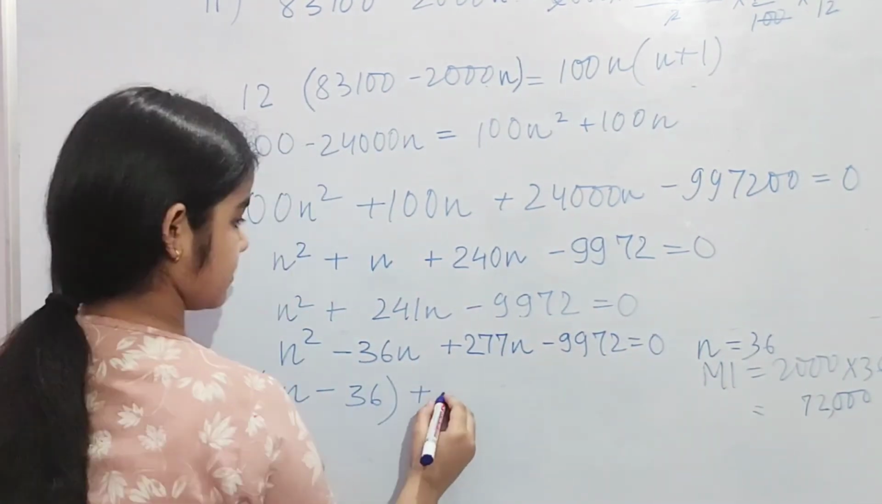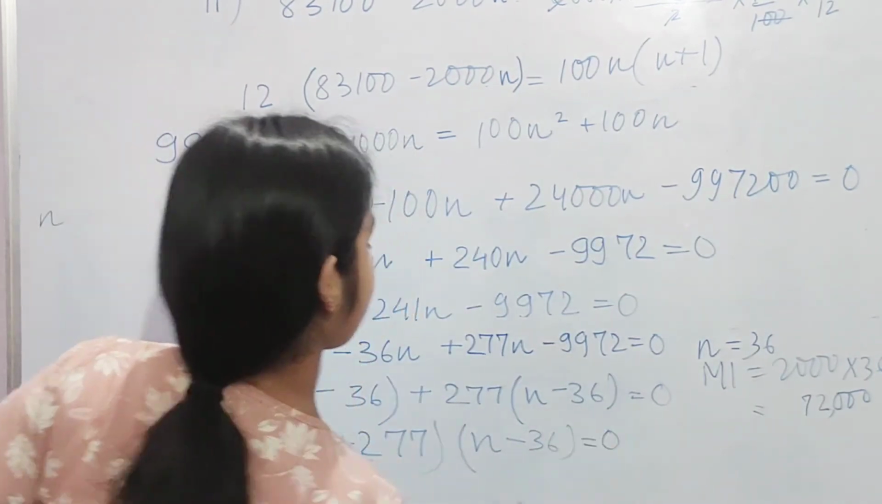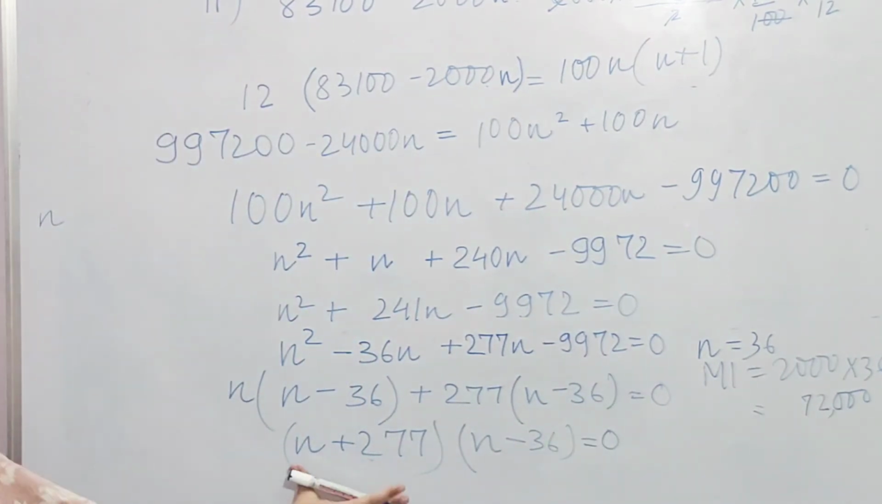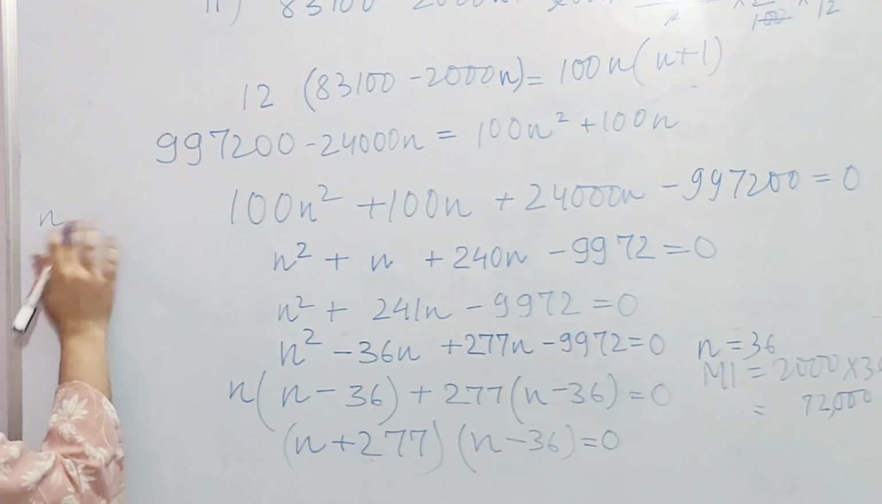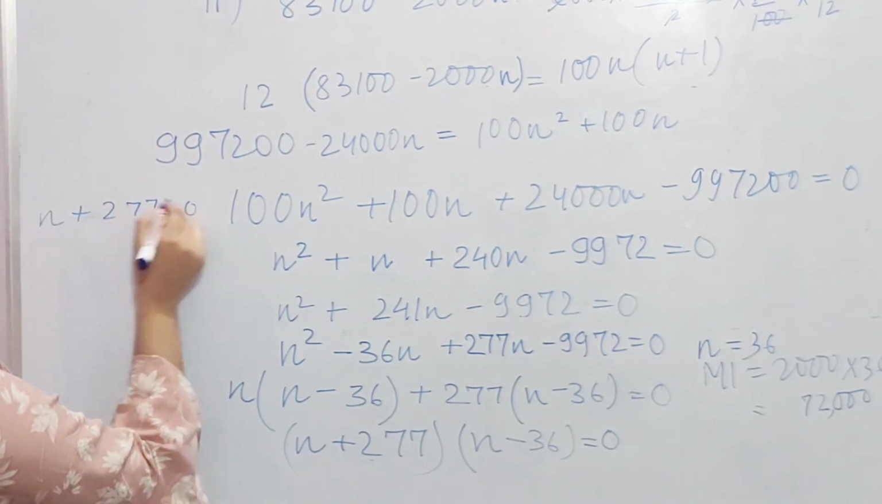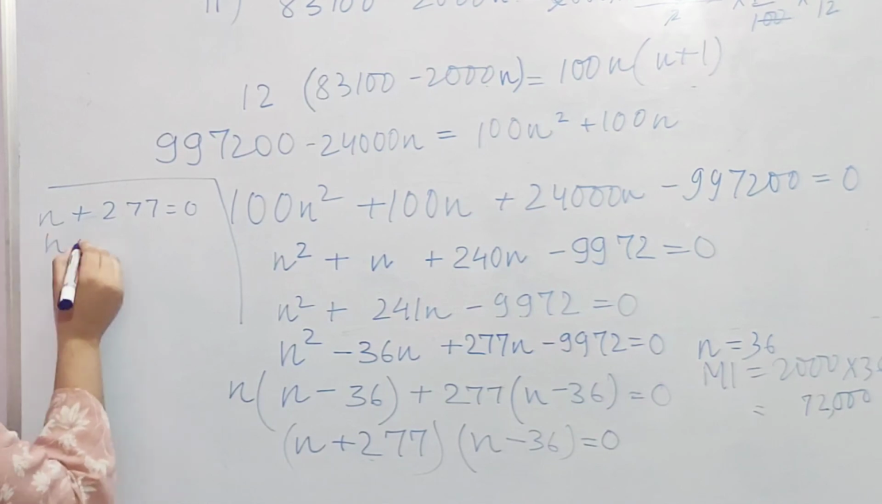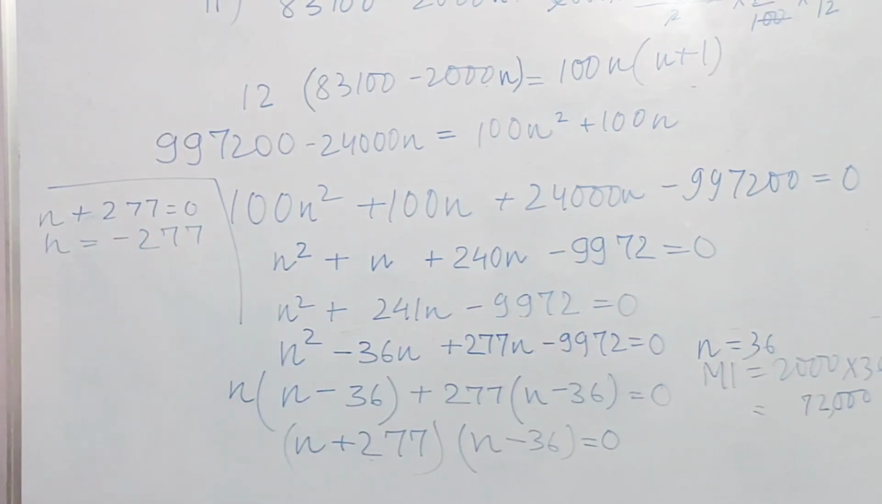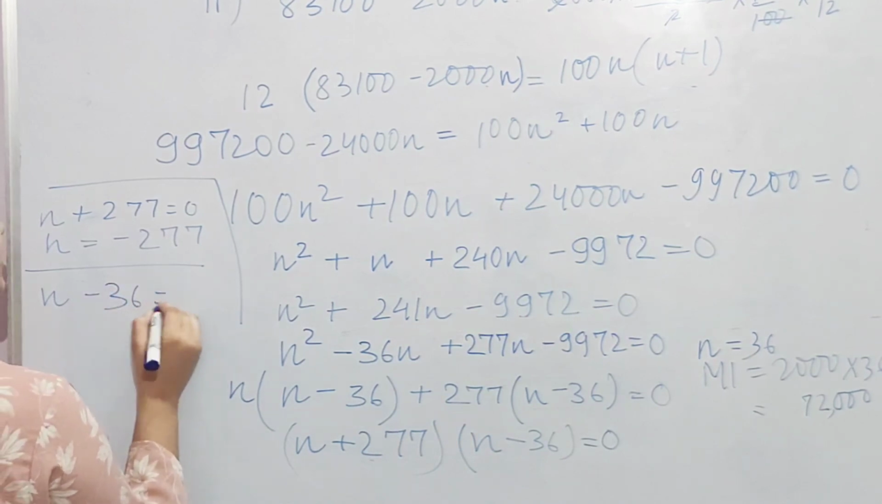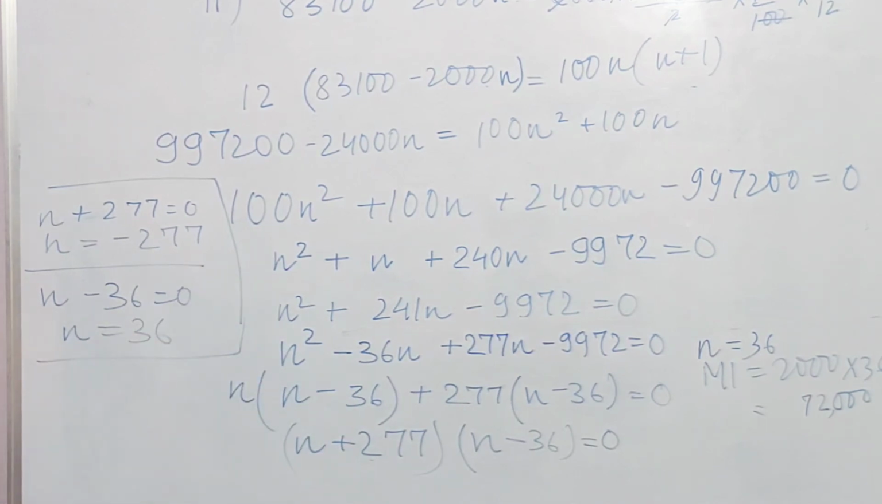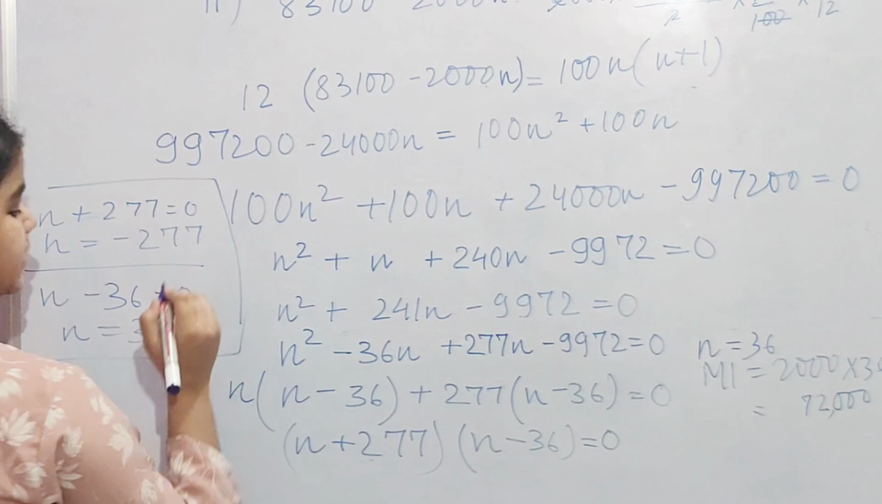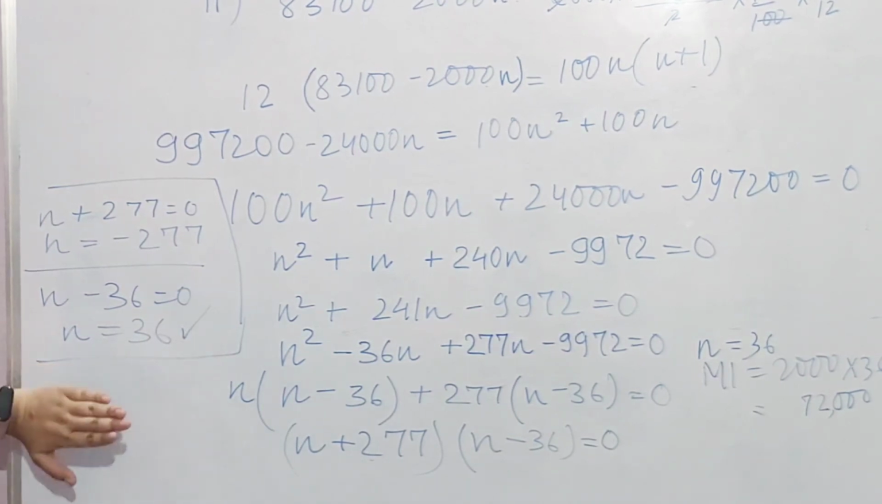Alright. Over here we are going to take either of the equations, let's say n plus 277 is equal to 0. So what will happen when you transfer over here, your n will become minus 277. Now this is not possible since n cannot be negative. But taking the second equation, n minus 36 is equal to 0, n is 36. We have a lot more satisfaction than ever. That means the time is 36 months.